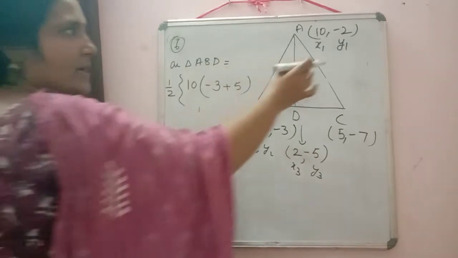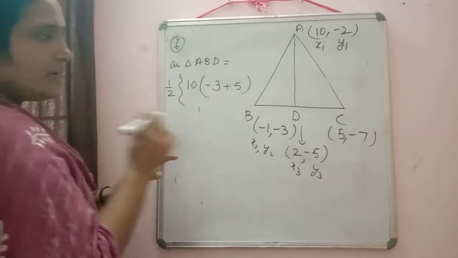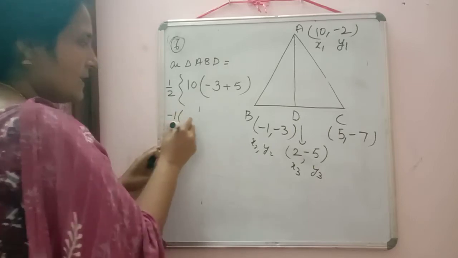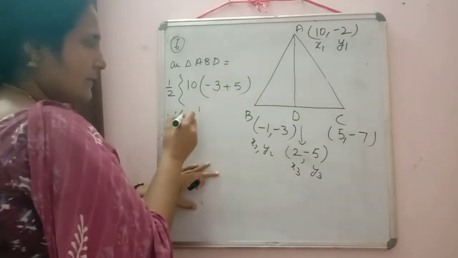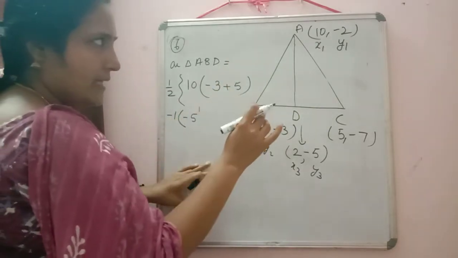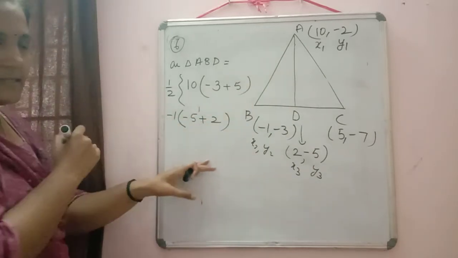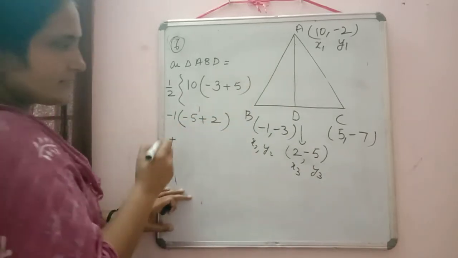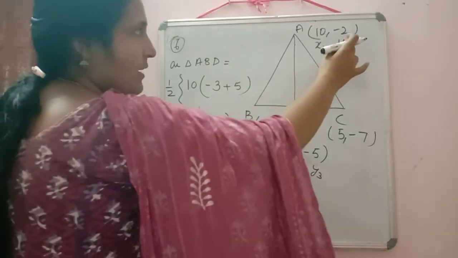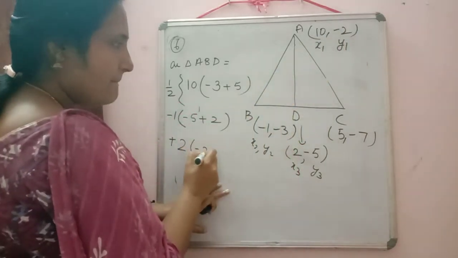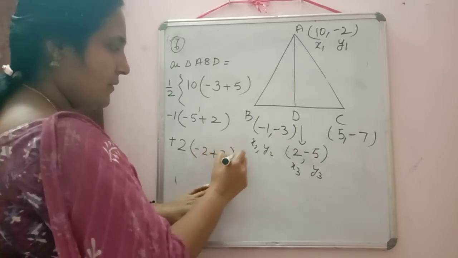Directly I wrote there x1 into y2 minus y3 plus x2. x2 is negative. So I am writing here negative only. x2 into y3 minus y1. y3 is minus 5 minus 2. So minus into minus will be equal to plus. Plus x3. x3 is equal to 2 into y1 minus y2. y1 is minus 2 minus y2 is minus 3. So minus into minus will be equal to plus.